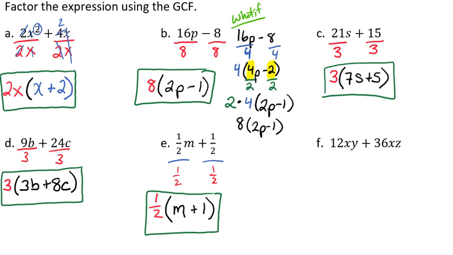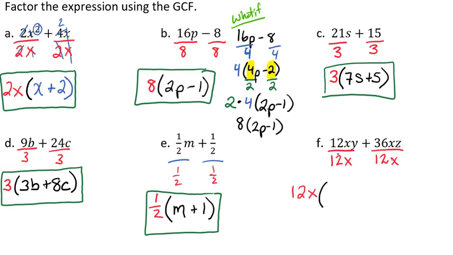So for letter F, we have 12xy plus 36xz. So we want to know, what do each of these terms have in common? I know that a 2 will go into both of those. But I also know that a 6 will go into both of those. But I think also a 12 will go into both of those. As I'm looking, I can also see that they have a variable in common. They each have an x. So I'm going to take out a 12x this time.